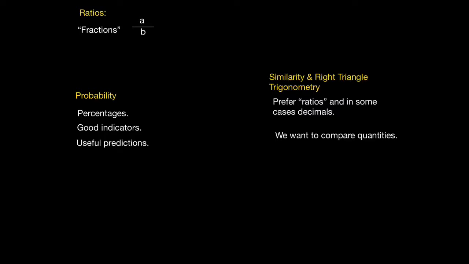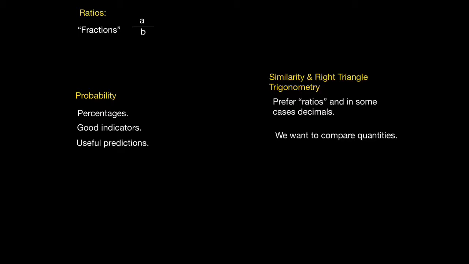Now, in this unit, similarity in right triangle trigonometry, we're going to prefer the ratios. So we're going to prefer this, and in some cases, we're going to want the decimals. So we're going to shy away from percentages because in this unit, we want to compare quantities, not necessarily get an indication of whether or not we are making an optimal choice.